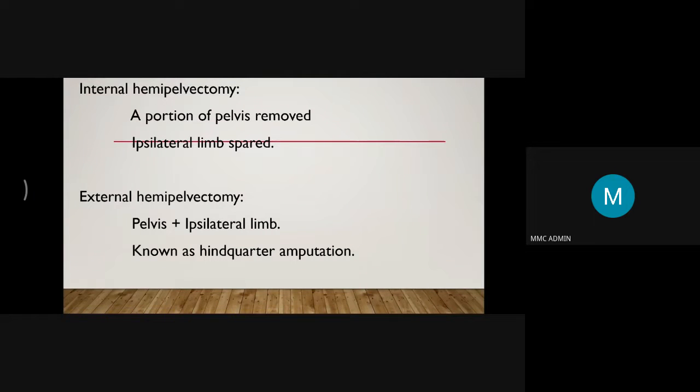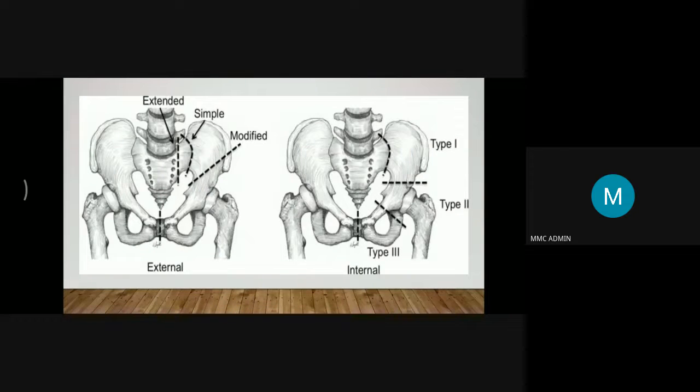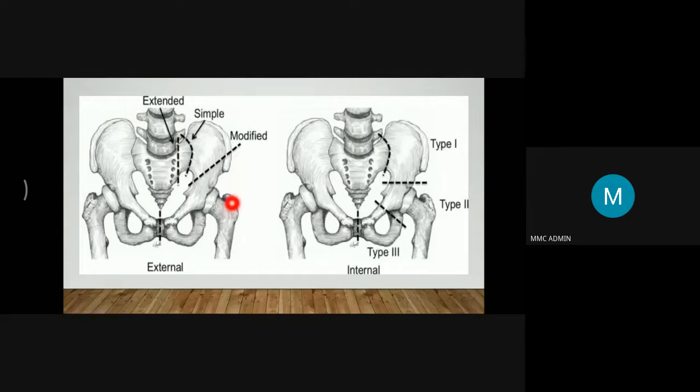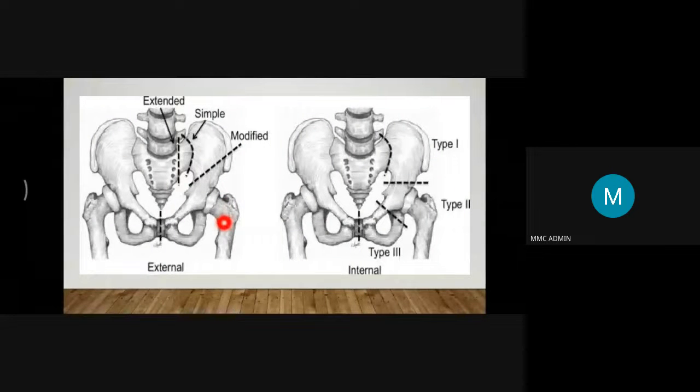Okay, you can continue, sir. Internal hemipelvectomy is where only a portion of the pelvis is removed, and the ipsilateral limb is spared, which I have shown here. This limb is intact. We will remove a part of this pelvis, which is nothing but a hemipelvectomy. In case of internal hemipelvectomy, we will do either type 1, type 2, or type 3.